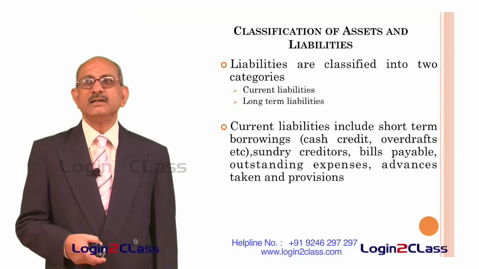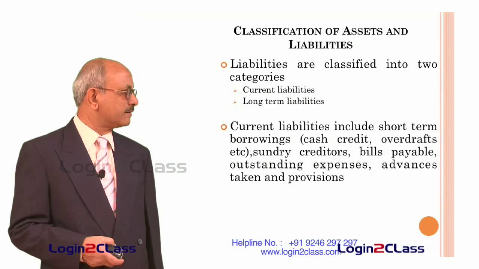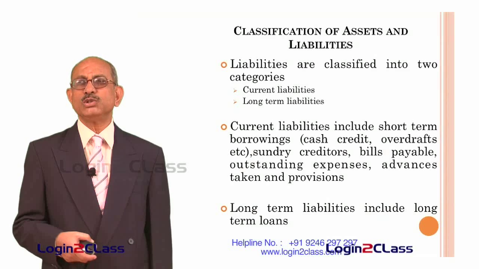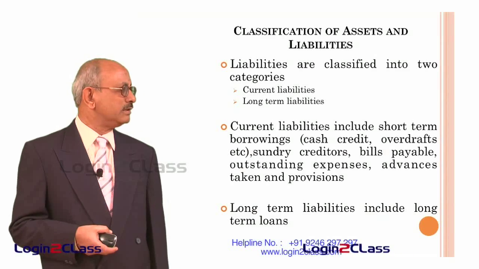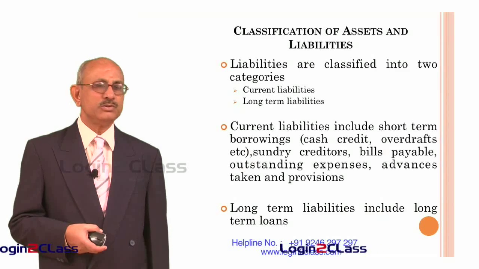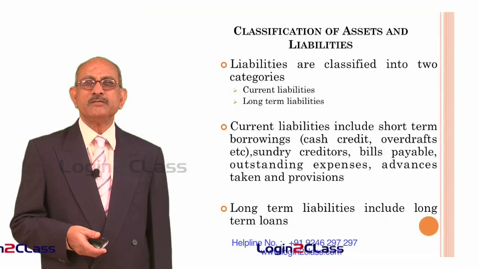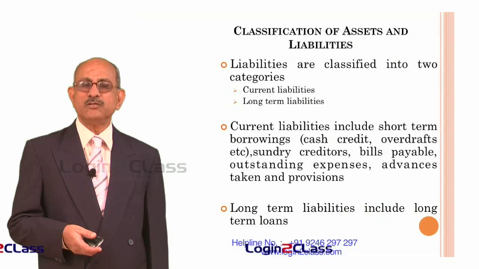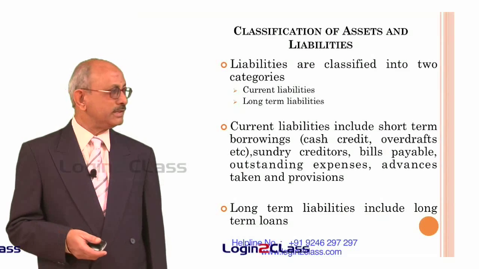So these are liabilities which need to be met within a shorter period of 1 year, and long term liabilities include those liabilities which need to be met for a longer period. For example, term loans are liabilities which need to be met over a period of 5 to 7 years, or they could be fixed deposits taken by the entity for longer tenure of more than 1 year. So they are all classified as long term liabilities.